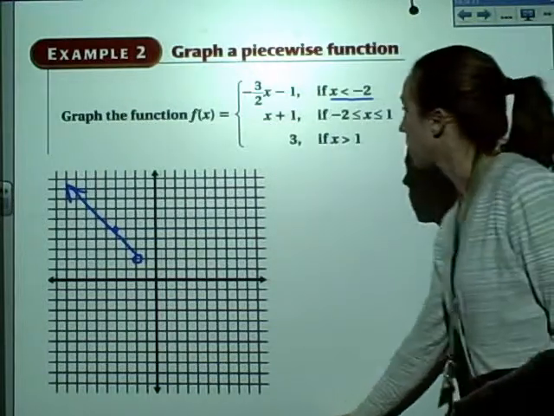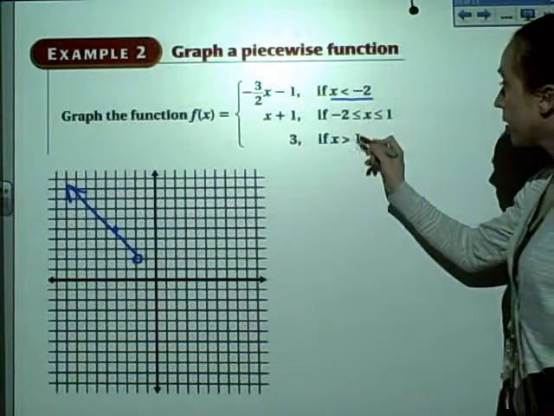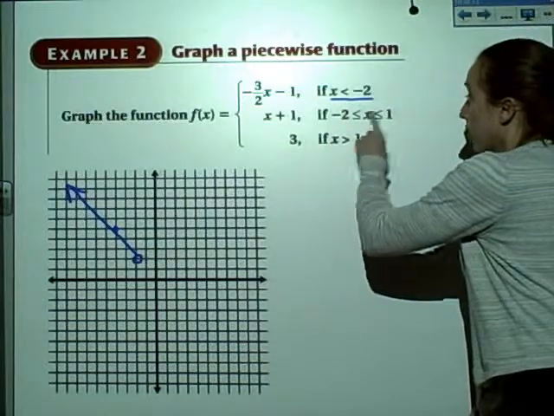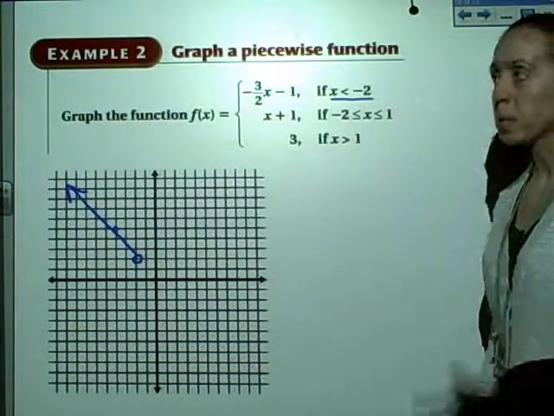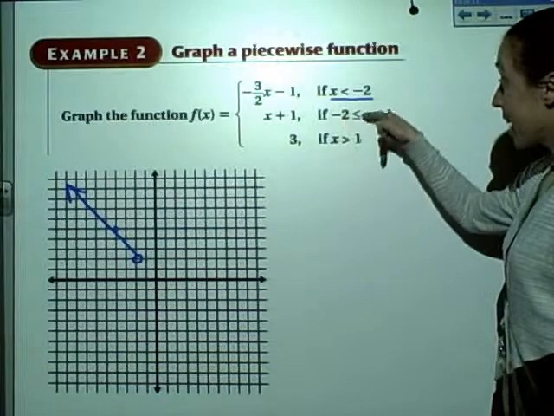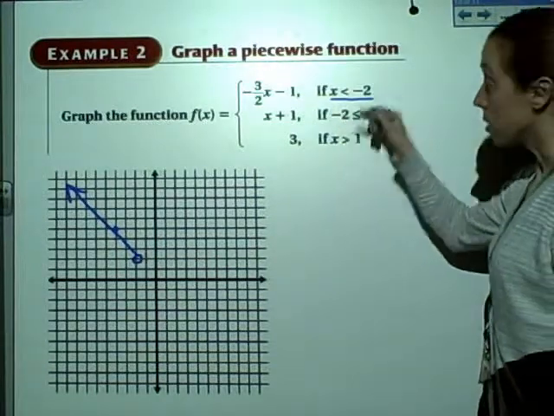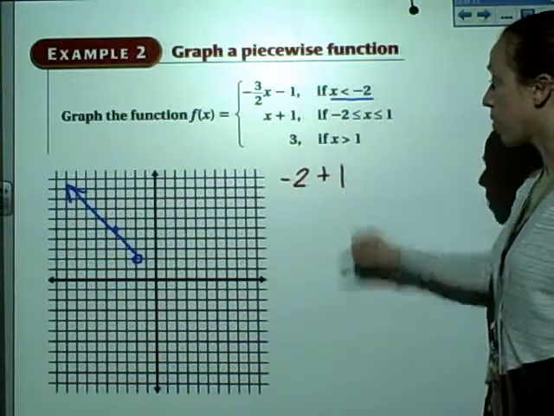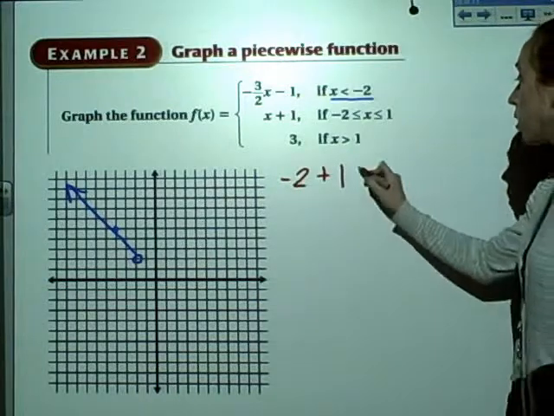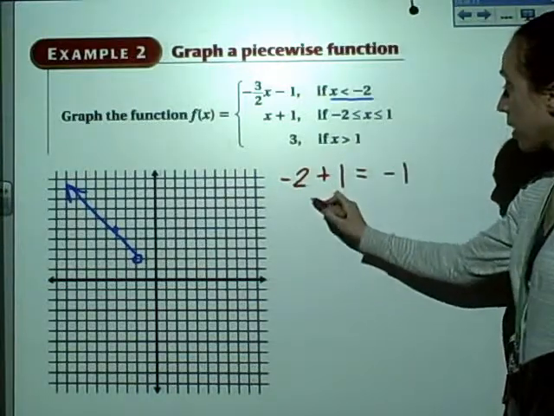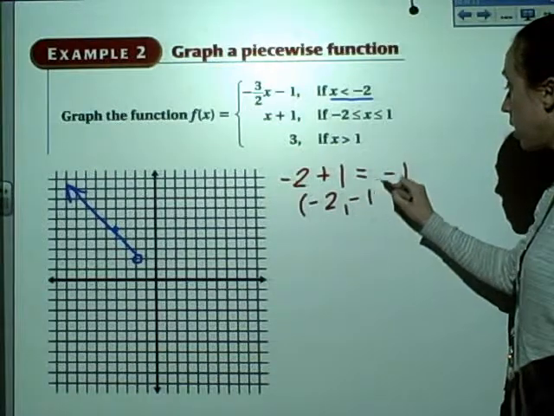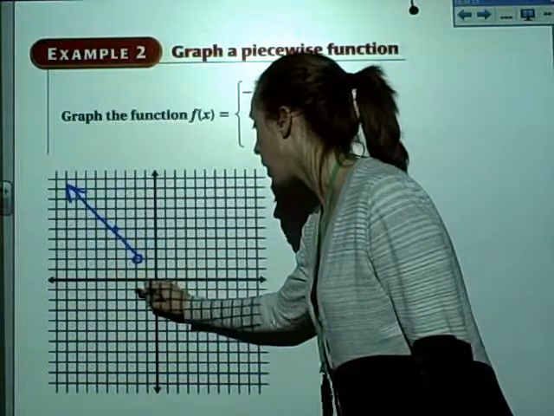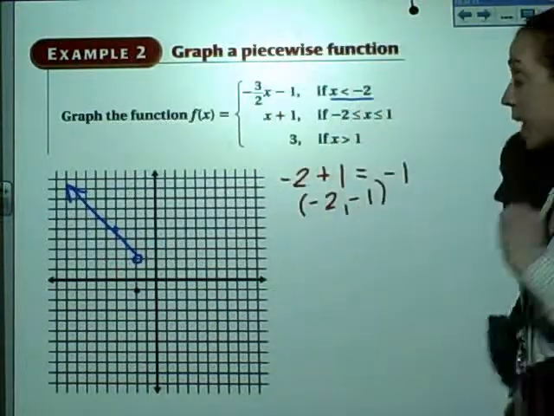The second one tells me x plus 1 if x is between those two values. I'm going to do the same thing. I'm going to use those as my endpoints. And that way I don't have to worry about what's in the middle. So this one, it says x is greater than or equal to negative 2. So it's okay to have negative 2 here. So we're going to take negative 2 and plug it in for x, for that function. When I plug that in, I get negative 1. So my very first point is going to be negative 2, negative 1. And I'm going to put a closed dot because it's okay to have it there.